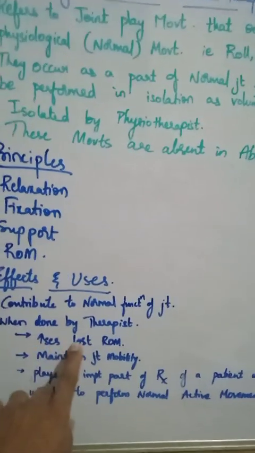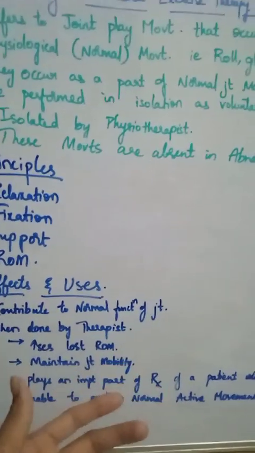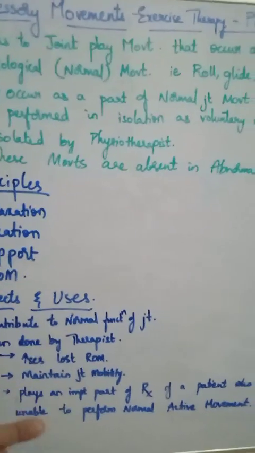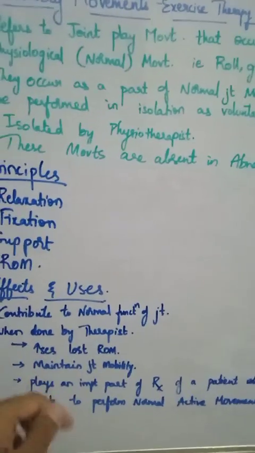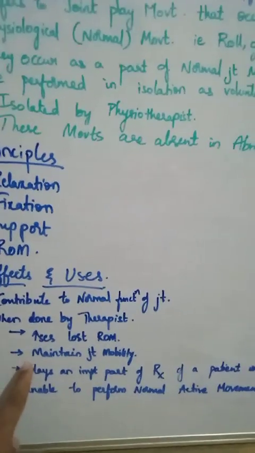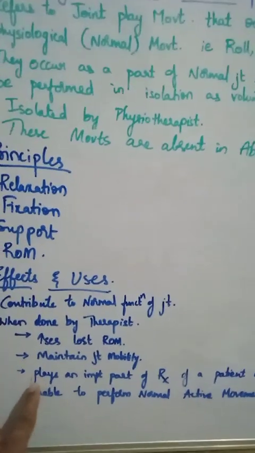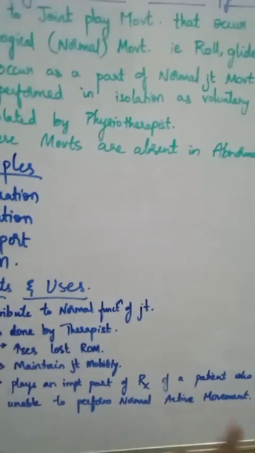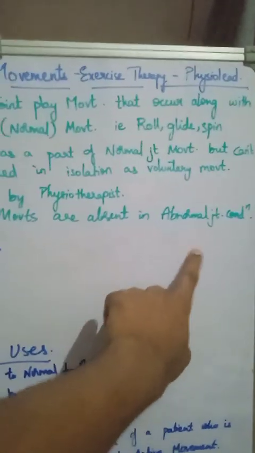It will increase the lost ROM. In rheumatoid arthritis or osteoarthritis, we will lose our ROM, that is, ROM will be decreased. When we do the accessory passive movements, our ROM will be gained. Next point is, it will maintain the joint mobility. And the last point is, it plays an important role in the treatment of a patient who is unable to perform the normal active movement. As I said before, it is absent in the abnormal joint condition.